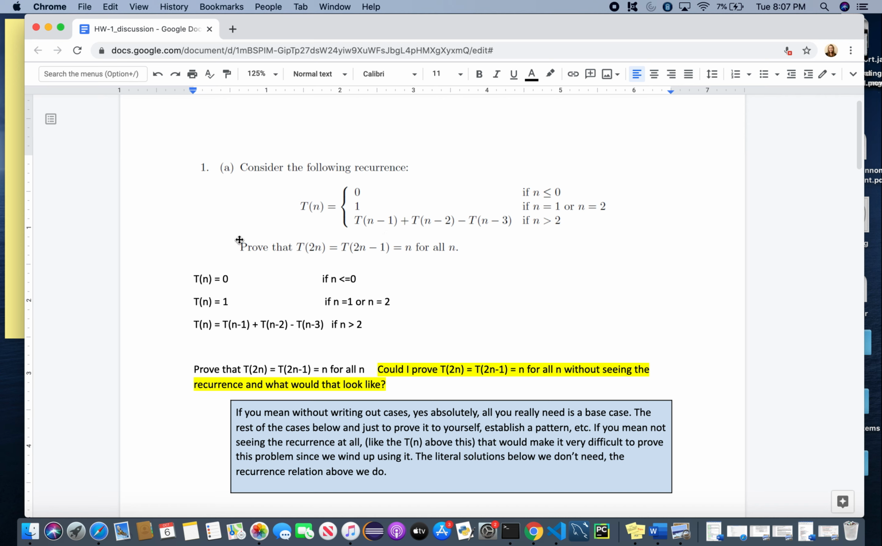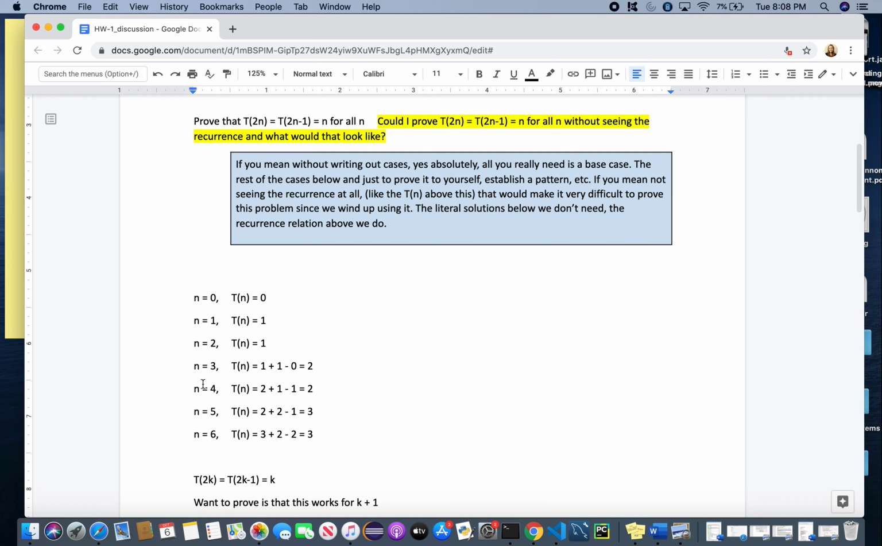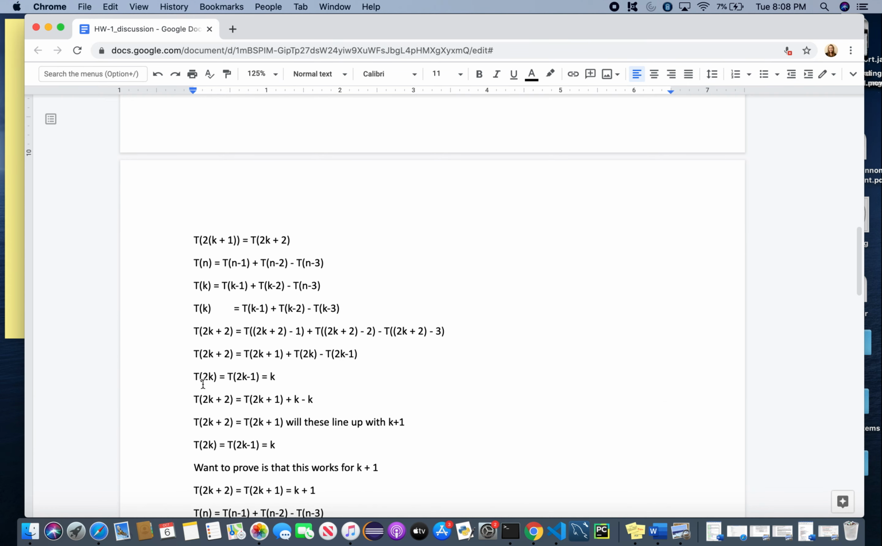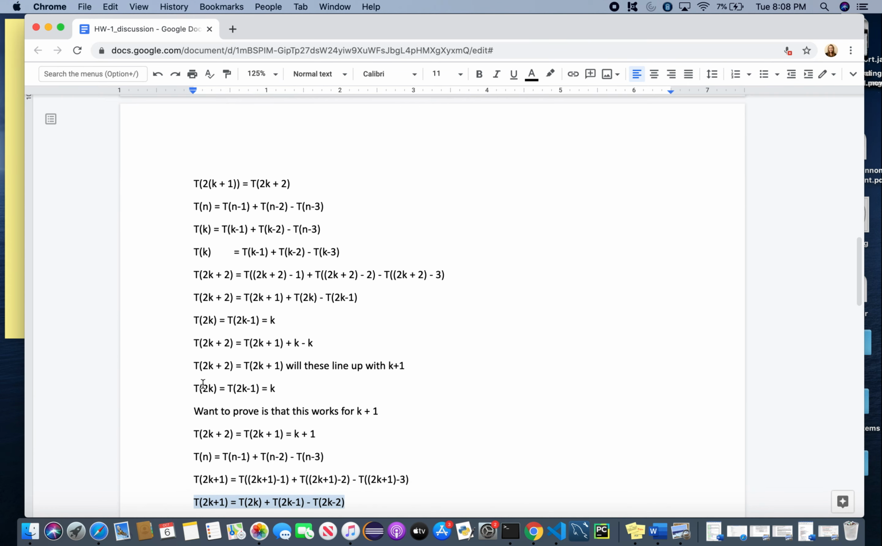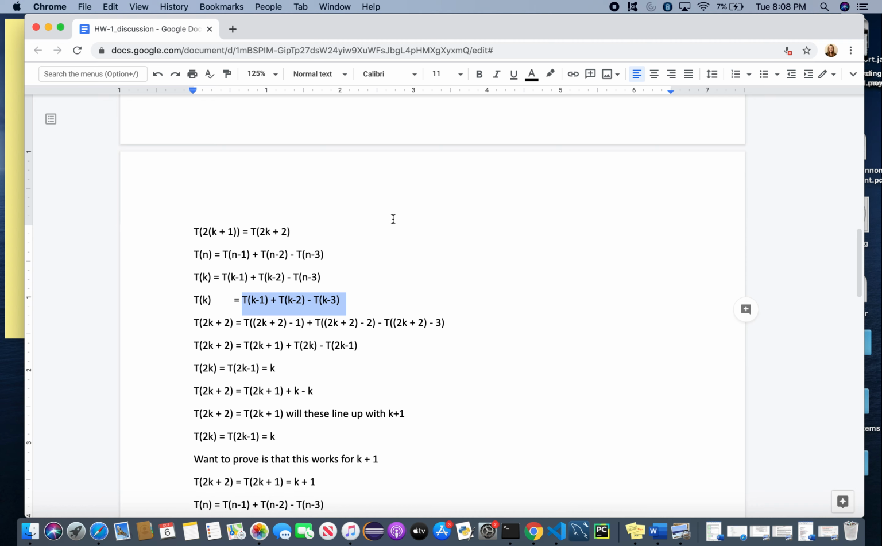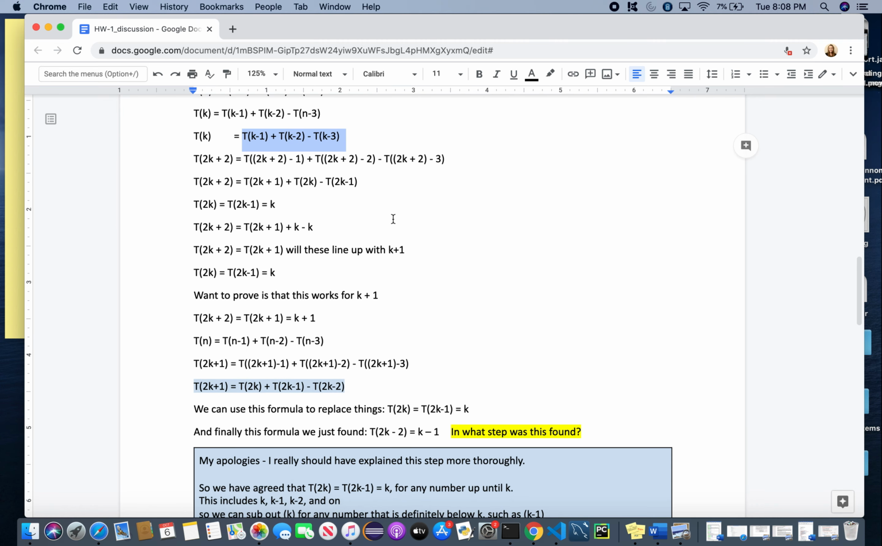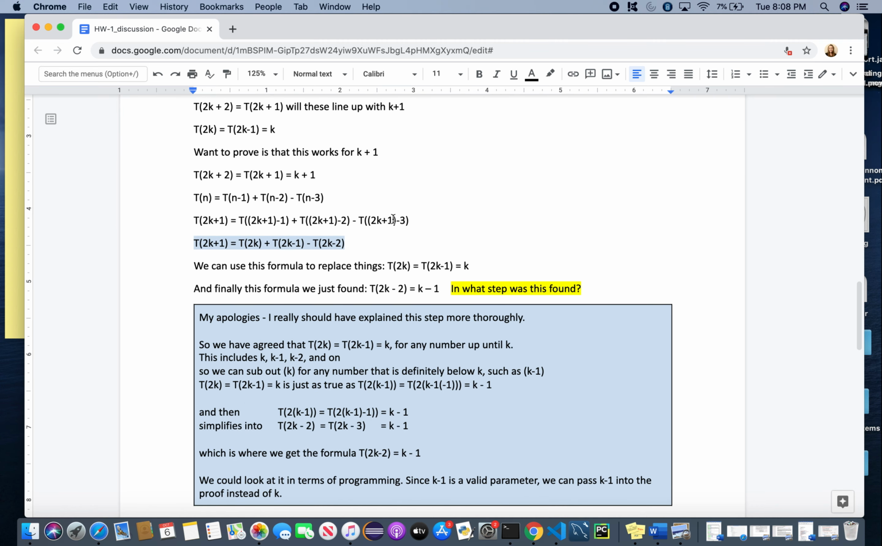And to prove this recurrence, we do need this recurrence up here. But you don't always need a recurrence for a proof. Okay, we start with this problem. We plug some things in, and we wind up using this recurrence. And then we get down to here.